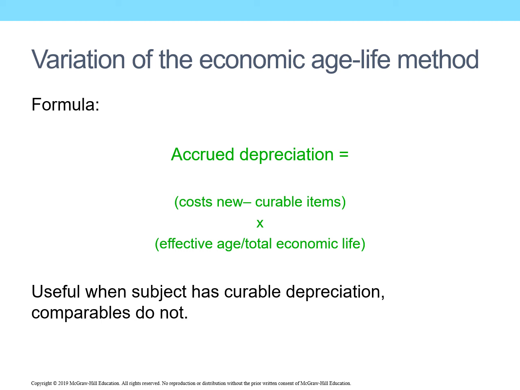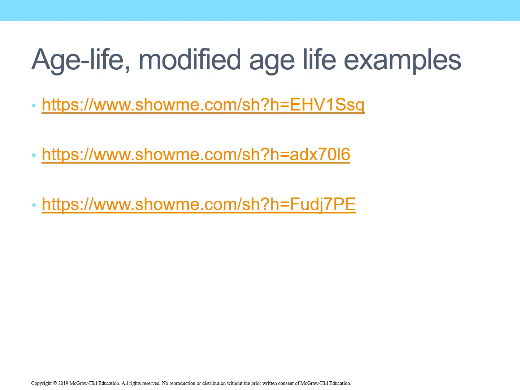So we can find the accrued depreciation, at least this is the incurable part, where we take the cost new of the property, subtract out any curable items, multiply that difference by effective age to total economic life. Here are three examples that I've worked for you using both the modified age-life method as well as the regular age-life method.